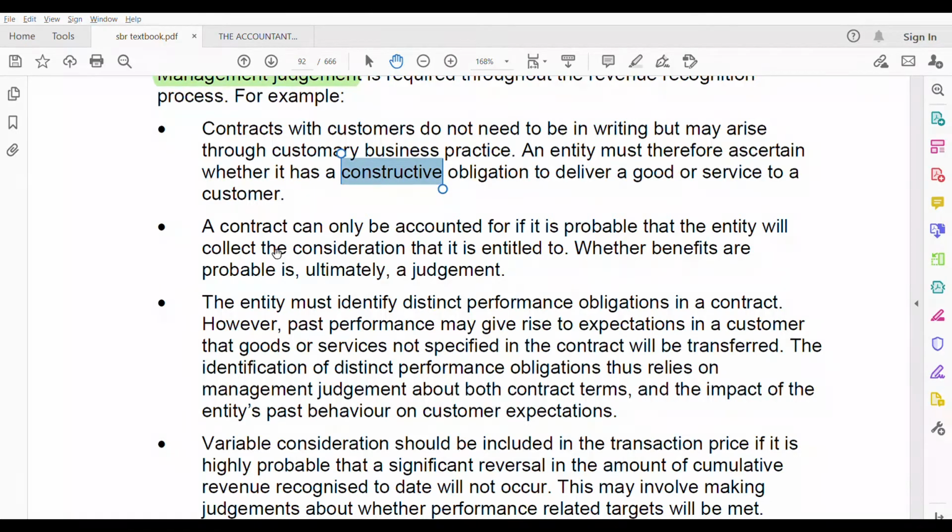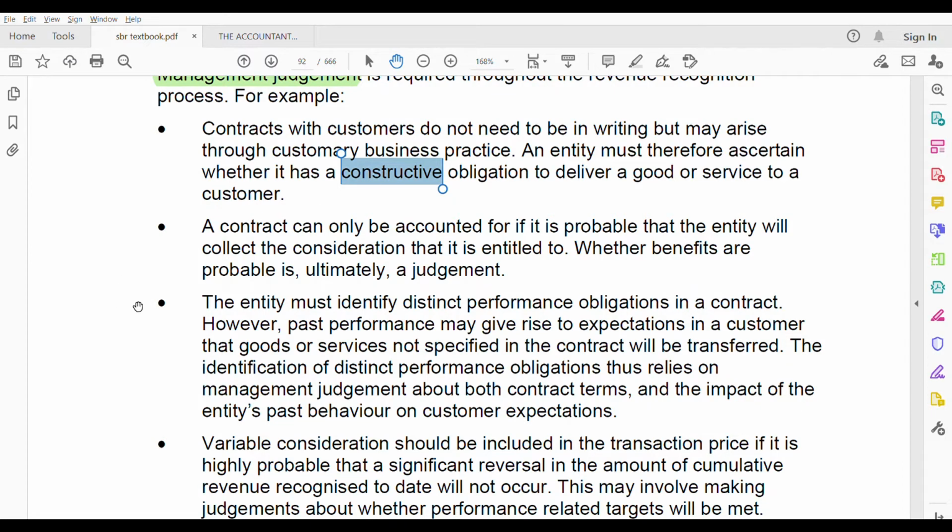Second, a contract can only be accounted for if it is probable that the entity will collect the consideration that it is entitled to. Whether benefits are probable, it is ultimately a judgment. So this is based on probability. Probability itself is a judgment. You are putting some percentages, that okay, we are sure that this much, this is the percentage. Let's say we are sure that 30% we will receive the consideration from the customer. It's just a probability you're putting, and that itself is a judgment.